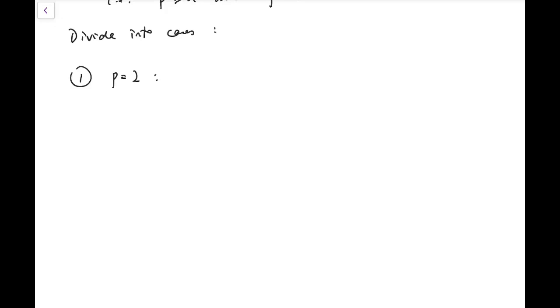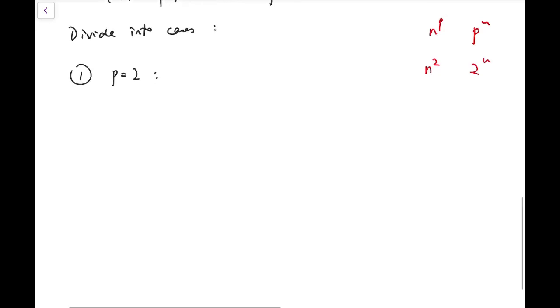So first I have p equals 2, then again I have to investigate the relationship between n to the p and p to the n. And now it becomes n squared and 2 to the n. Apparently, when n is 4, they will be equal. And starting from n equals 5, 2 to the n is going to be greater than n squared. And so we won't have that kind of solution. But I have to prove this first.